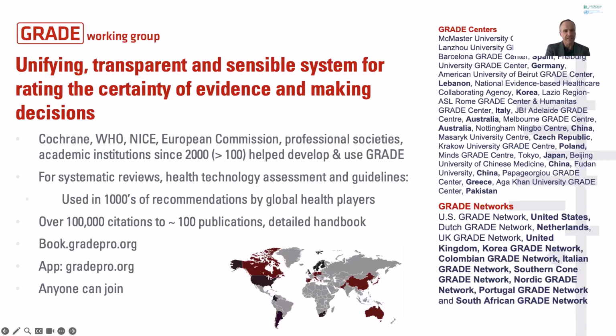So GRADE and the Cochrane Grading Methods Group came about because there were many, many different ways of assessing certainty of evidence, formerly called levels of evidence. And GRADE came about to unify and make transparent the use of a sensible system for rating the certainty of evidence. But it's also about making decisions. And I want to make sure that we don't lose track of that.